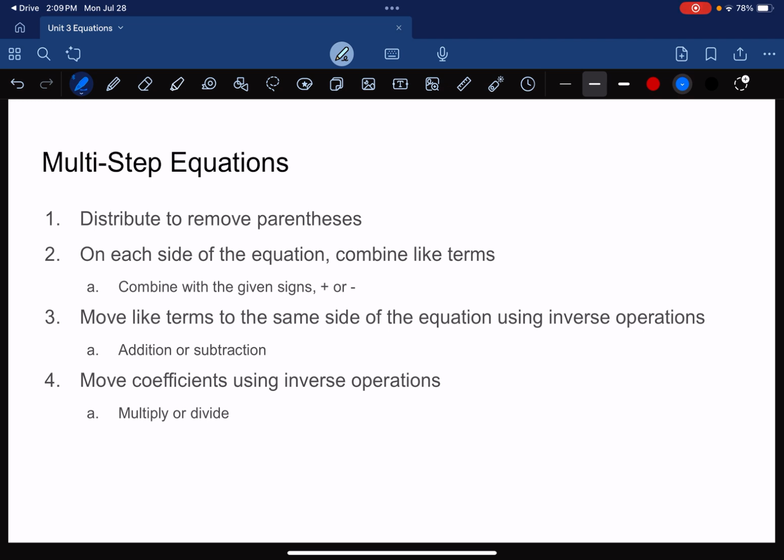Then you got to move the like terms to the same side of the equation. And to move entire terms, you just do the inverse. If it's connected with addition, you subtract it. If it's connected with subtraction, you add it, just like we've been doing. So that's moving the terms to each side. And then once you have the variable terms on one side and the constant terms on the other side, you can worry about the coefficients that are with the variables. So like the 3 and the 3x, like dividing by 3. So that'd be the last step, right? Okay, let's see what that looks like.